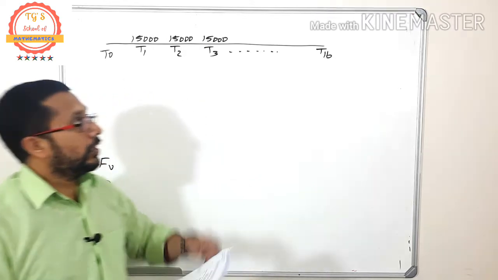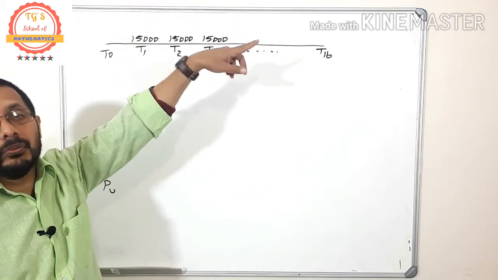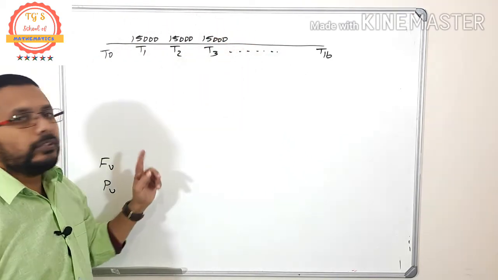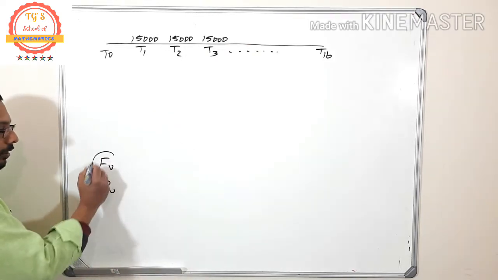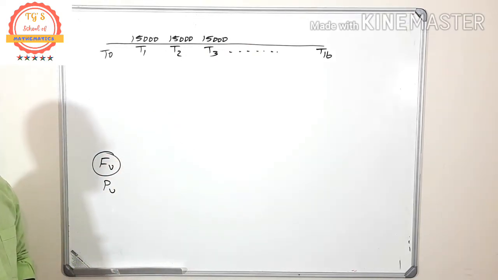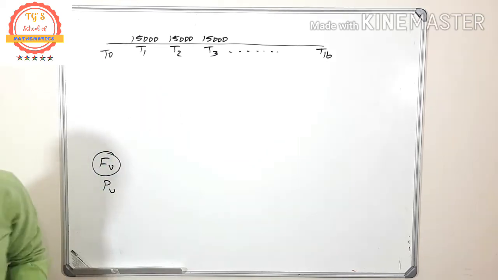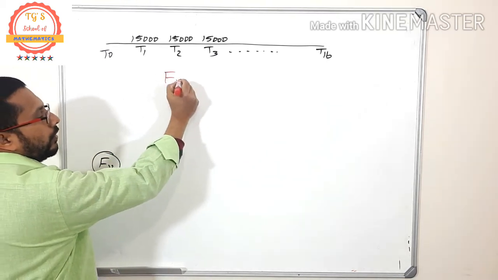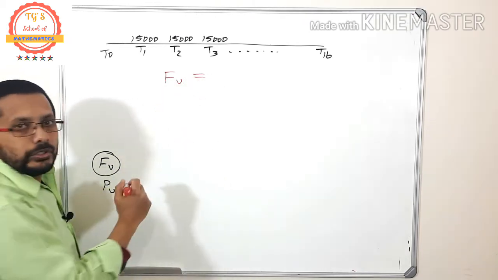But if it is like this, that's a future value. In the future, how much will I get? So which annuity are we supposed to apply here? Future value annuity. So what is the future value annuity formula that you studied? Future value annuity is FV equals, FV stands for future value.